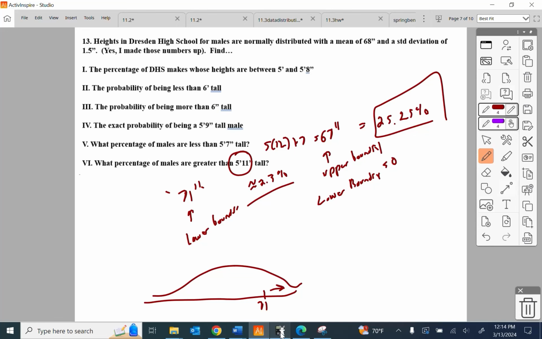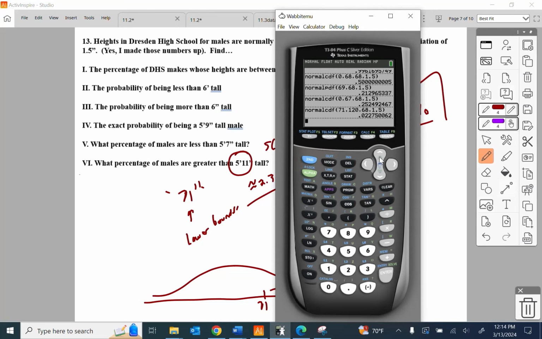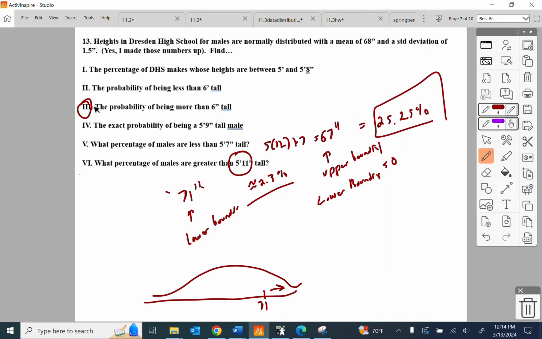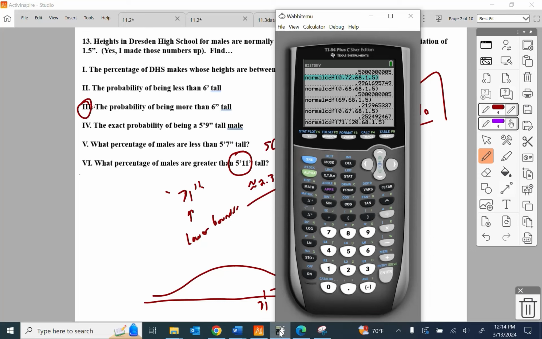What was the probability of being 6 foot tall? I never did 3, did I? More than 6 foot tall. Second, VARS, Normal CDF. More than 6 foot tall is going to have a lower boundary of 72, same upper.